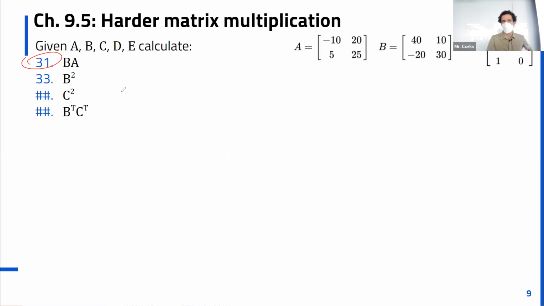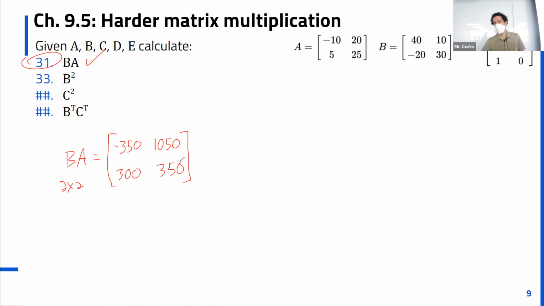Okay, B times A is possible. And what size will the result be? 2 by 2. A 2 by 2 matrix, all right. And tell me the first row. Negative 350, and 1050. And the second row: 300 and 350. Thank you. Okay, do we agree with the numbers?